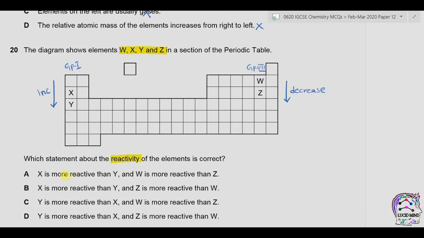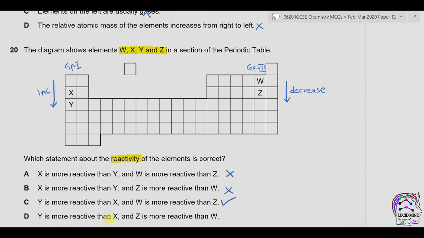Let's find out the options. A. X is more reactive than Y. This is incorrect because Y should be more reactive than X. B. X is more reactive than Y. Again, this is incorrect. C. Y is more reactive than X. This is true for alkali metals. And W is more reactive than Z. This is also correct because reactivity decreases down the group, so W is more reactive than Z.